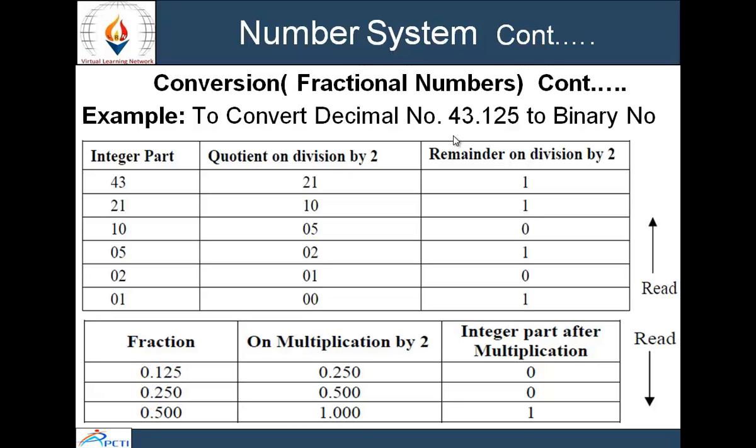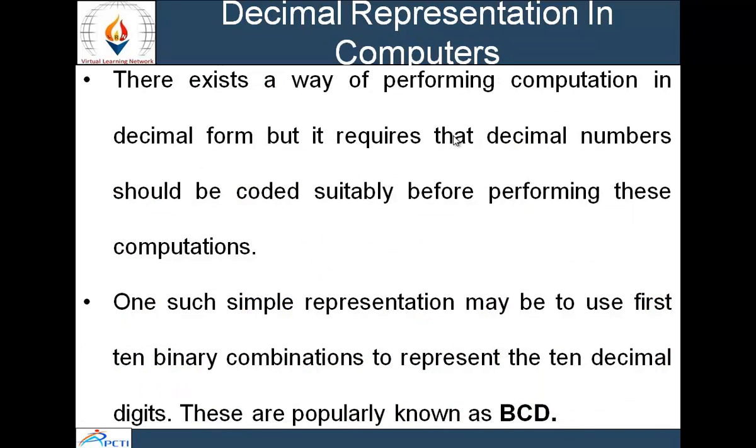After the conversion of various types of number systems, the next topic is decimal representation in computers. There exists a way of performing computation in decimal form, but it requires that the decimal number should be coded suitably before performing these computations. One such simple representation may be to use the first 10 binary combinations to represent the 10 decimal digits, and these are popularly known as BCD, that is binary coded decimal.